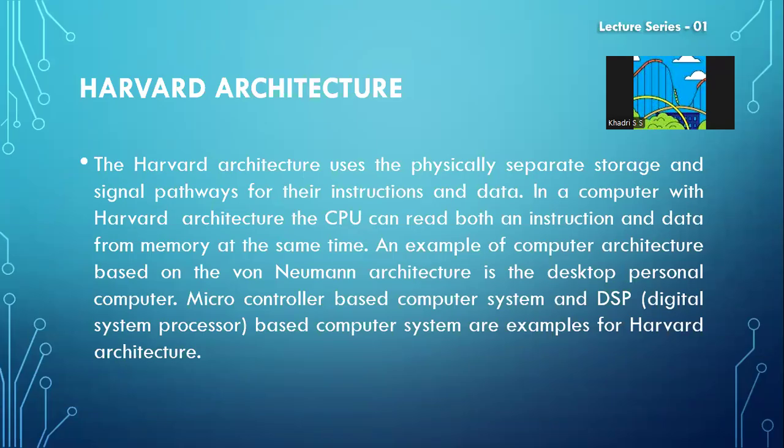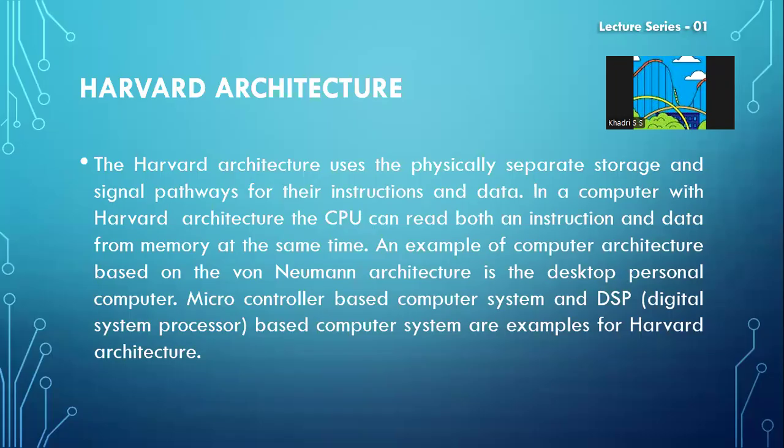For example, a computer based on the Von Neumann architecture is the desktop personal computer. Of course, Von Neumann architecture is nothing but a personal PC. But Harvard architecture examples are microcontroller-based computer systems, such as DSP, digital signal processor-based systems. Whenever we use that kind of architecture, we read both instructions and data from the memory at the same time. That is called Harvard architecture.